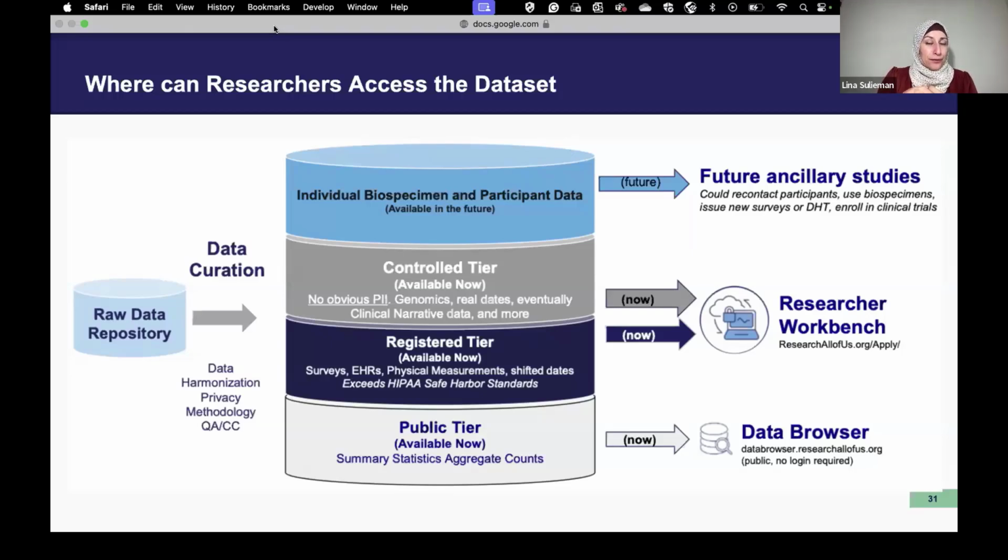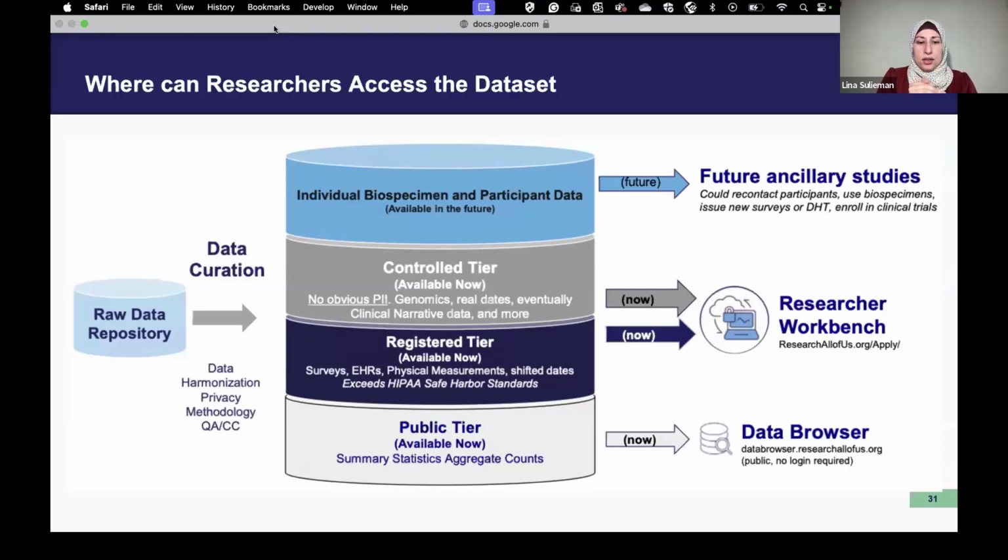Again, I'm going to remind you, for example, if the number of people on antihypertensive medications is 1,015, that number will be rounded to 1,020. This is the first tier, so everyone without any login can have access to the summary statistics or the aggregate counts for the data types that they're interested in, or for specific codes that they're interested in.